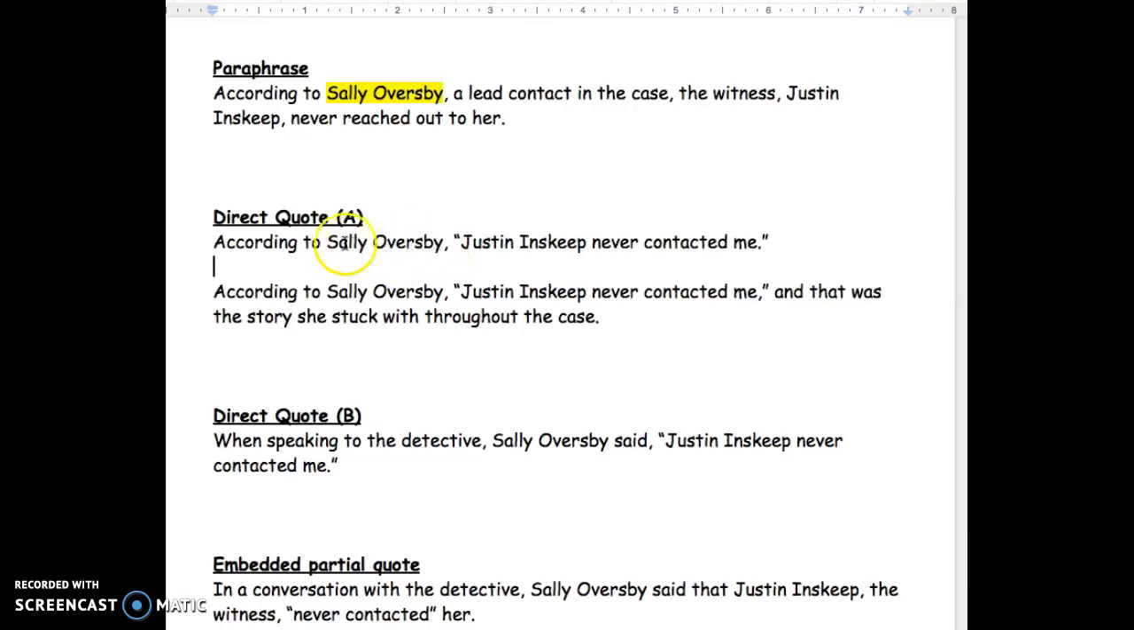So with this quote, we've got the first and last name of the speaker, so we know exactly who's speaking. We then have a comma setting off that information from the actual quotation. We have quotation marks at the beginning of the words that Sally, the speaker, used. And then notice that the ending punctuation comes before the final quotation, the closing quotation marks.